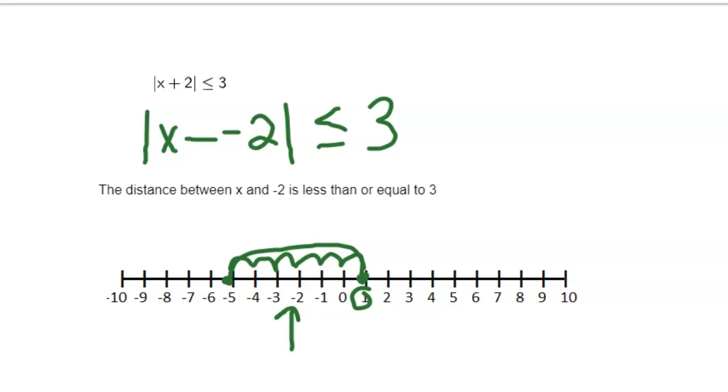Those are 3 units away from negative 2. And so you just say something like this. So negative 5 is less than or equal to x, which is less than or equal to 1. And that's how you get that one.